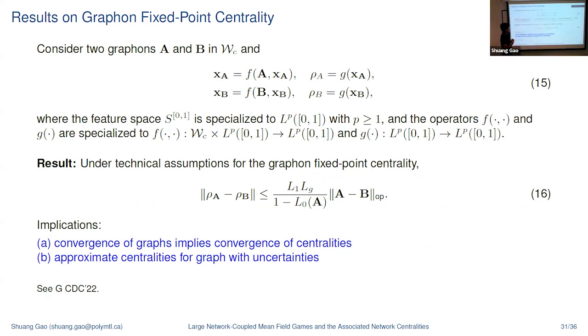Choose LP, for example. So one can immediately identify a similar type of result where the centrality in LP norm is bounded by the difference of these operators in the operator norm. The same implication holds here.